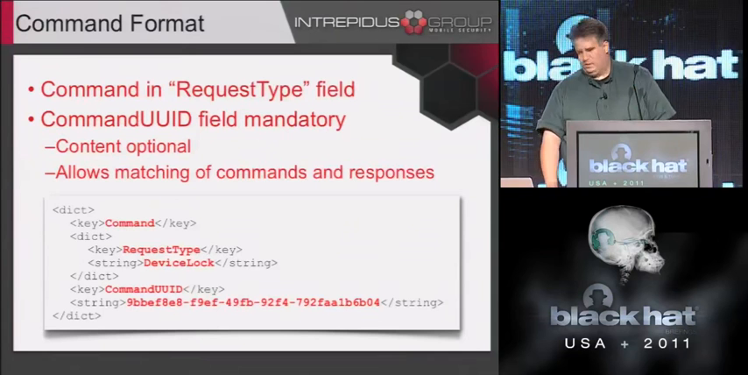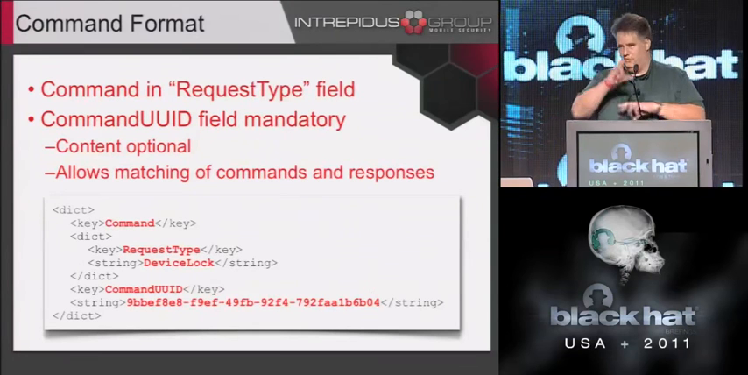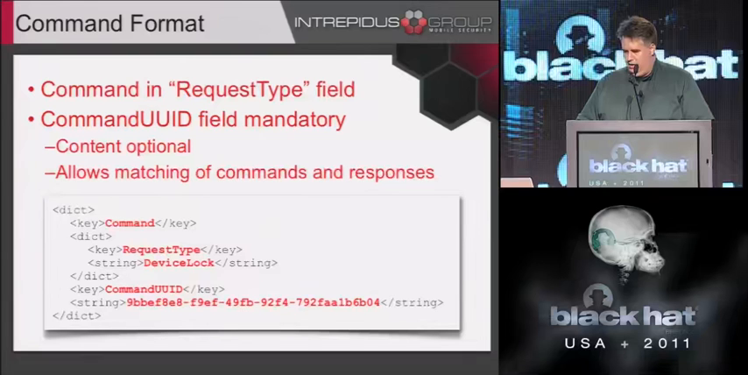And here's what the commands look like. Again, everything's just plist. You can tell I'm starting to drop off the XML headers and footers. This has a top-level key called command, which is a dictionary of subordinate data. Most of them don't have extra content other than the request type. In this case, the request is device lock. And then at the bottom, you see the command UUID. It's just a random string that's sent to uniquely identify the command that's being issued.